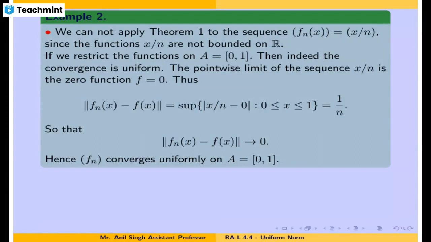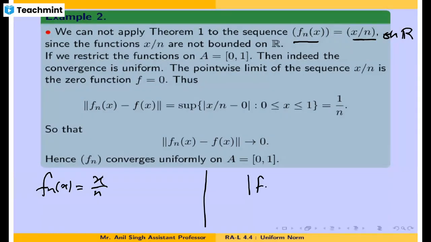For example, we are considering a sequence f_n(x) where each f_n is x upon n. And if we define this sequence on whole of R, then we know that this function is not bounded. X upon n jo hai, agar aap n fix kar lein, to ye function bounded nahi hai. Bounded ke liye kya chahiye? Aapke paas function bounded hone ke liye, mod of f_n(x) jo hona chahiye, it needs to be less than or equal to some M.